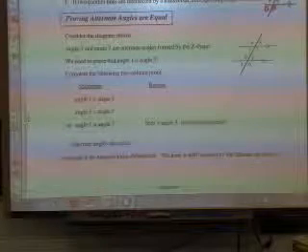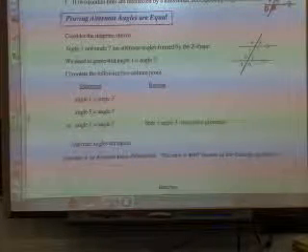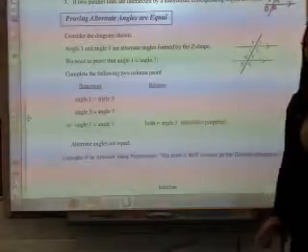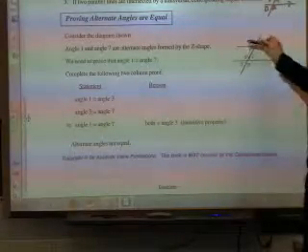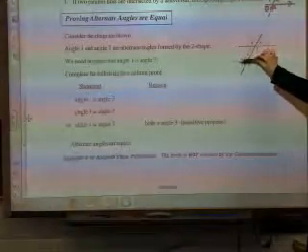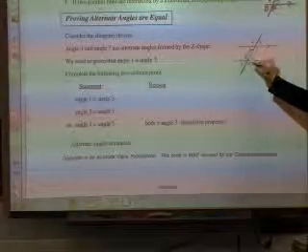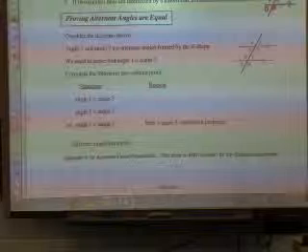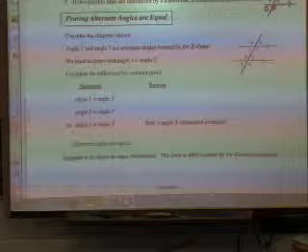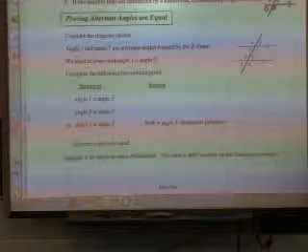So we are going to start by proving that alternate angles are equal. Alternate angles means that they're inside the parallel lines and they're on alternate sides of the transversal. So angle 1 and angle 7 would be alternate angles, and we want to prove that they are equal to each other.